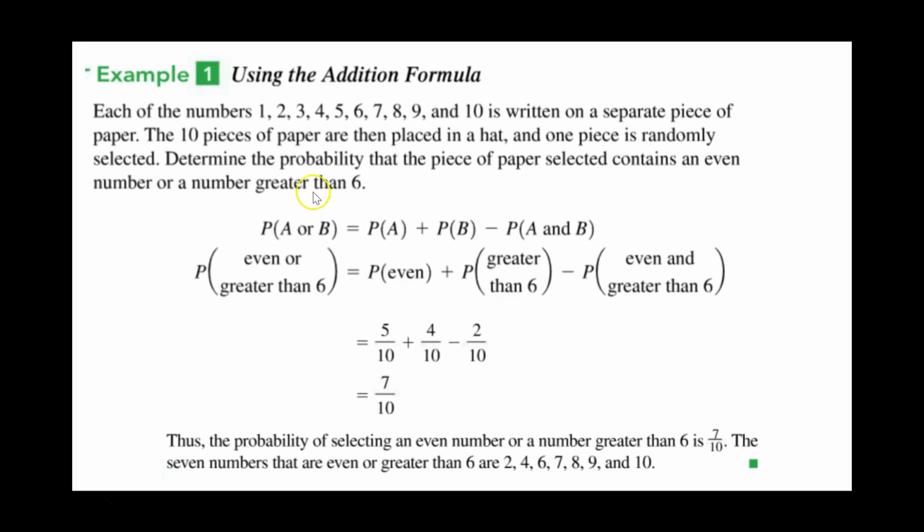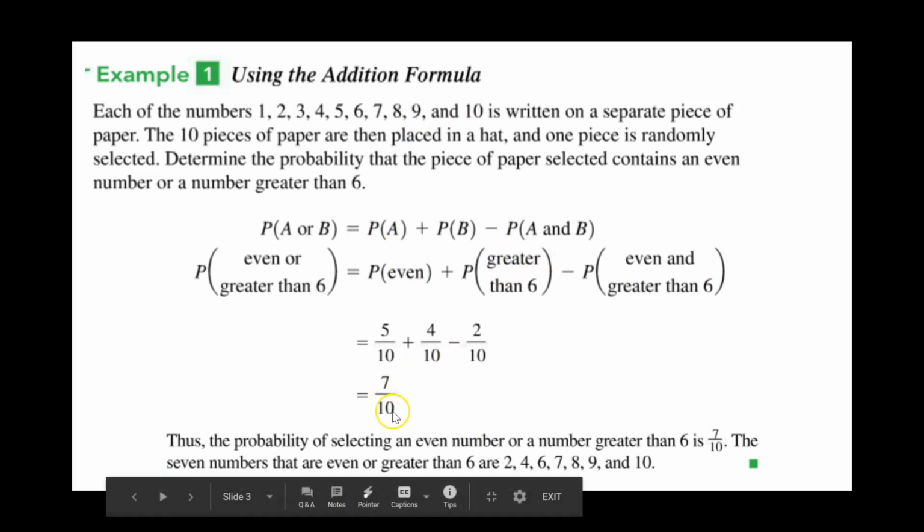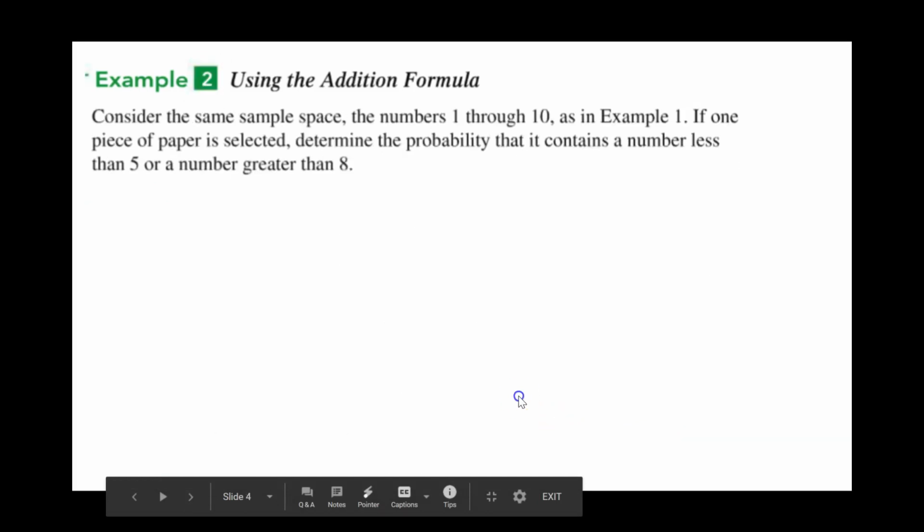So remember, the 10 comes from the total number. The numerator comes from what we're talking about. There are 5 even numbers. There are 4 numbers greater than 6. And there are only 2 that are even and greater than 6. That's just 8 and 10. So we place it in the formula, add the first 2 together, subtract the last, and we get 7 out of 10 as the probability of selecting an even number or a number greater than 6.